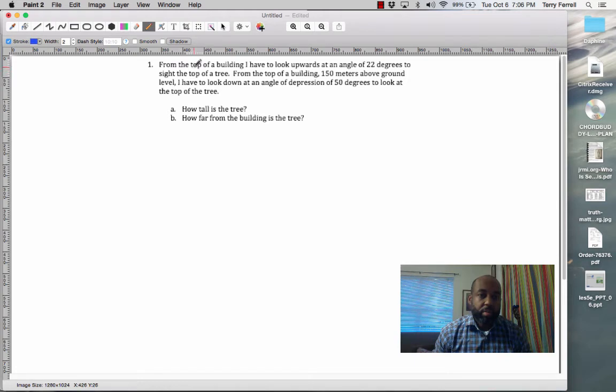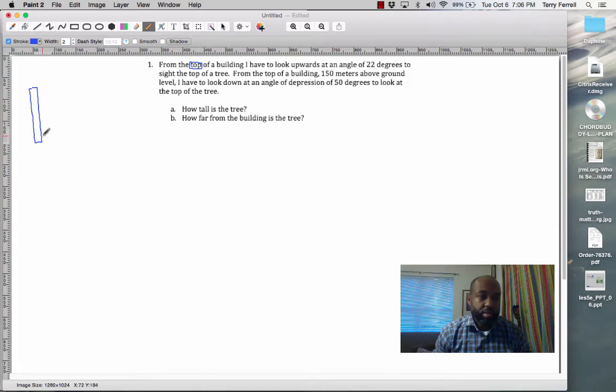It says from the bottom of a building. Yes, it says top. That was a mistake. This should say from the foot of a building. I think the wording actually says from the foot of a building. That was a mistake. So let's draw our building.